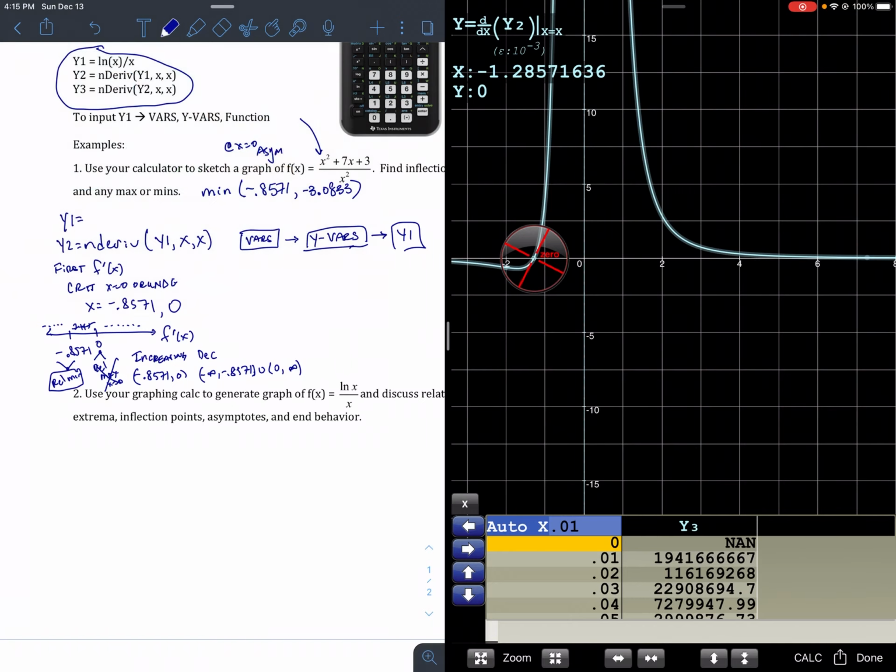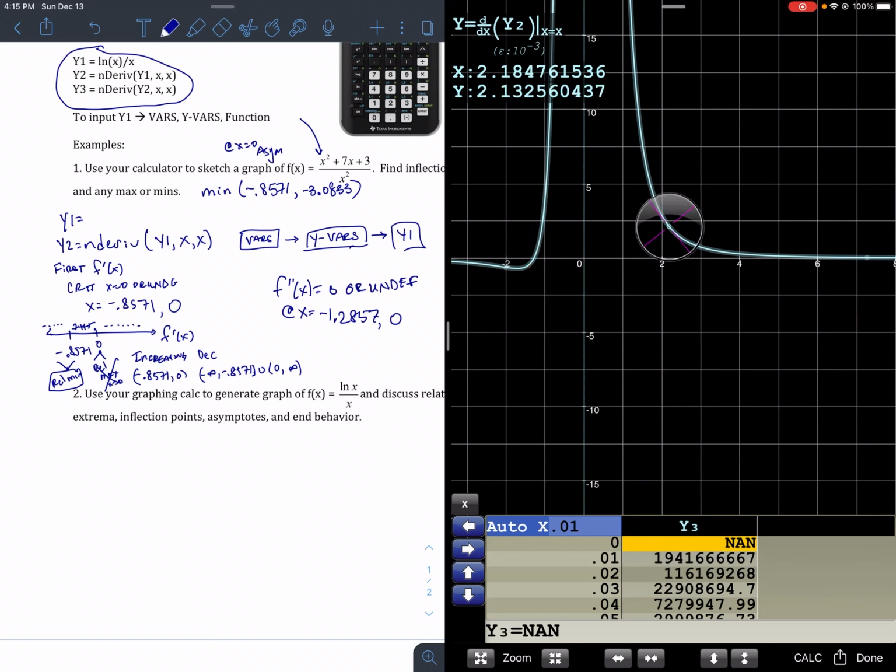f double prime of x equals 0 or undefined at x equals negative, oops, I lost that point. Let's do that again. At x equals negative 1.2857. And then I have another one here where I have an asymptote at 0, and that's undefined as well. So those are my critical points. If I follow it along here, it won't cross that axis. It won't be 0 on this graph. So those are my two critical points.